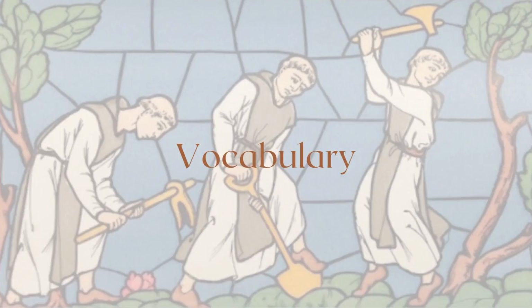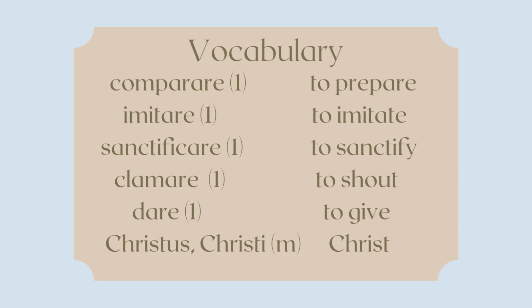Your vocabulary now, and we have 5 first conjugation verbs and a noun. Comparare, to prepare, imitare, to imitate, sanctificare, to sanctify, clamare, to shout, dare, to give, and Christus, Christi, masculine, Christ.